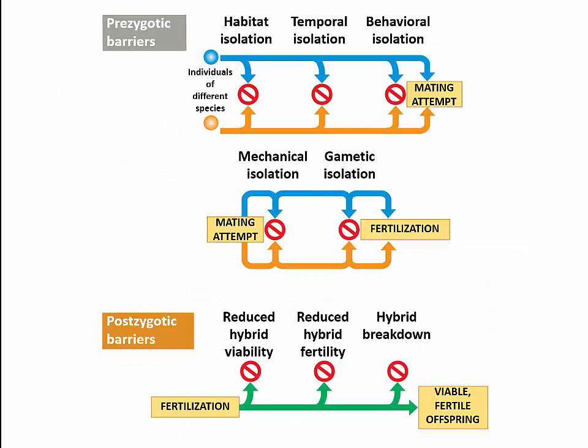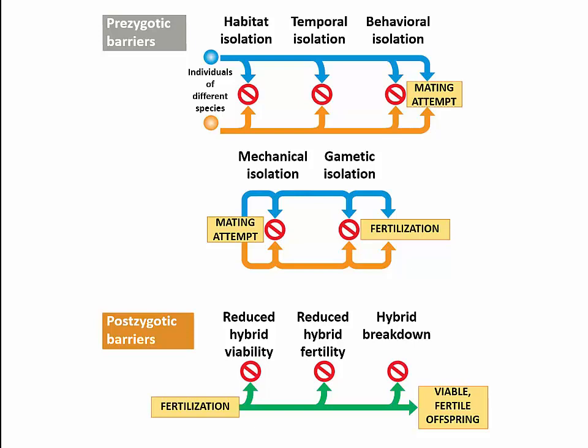And here is all of that represented pictorially. So the prezygotic barriers: there could be habitat isolation, so they can't mate. There could be temporal isolation, so they may be flowering at different times in the year, a month apart or something like that.